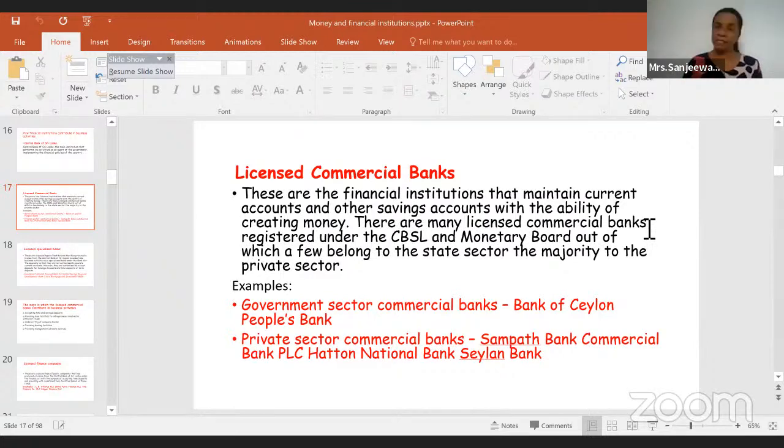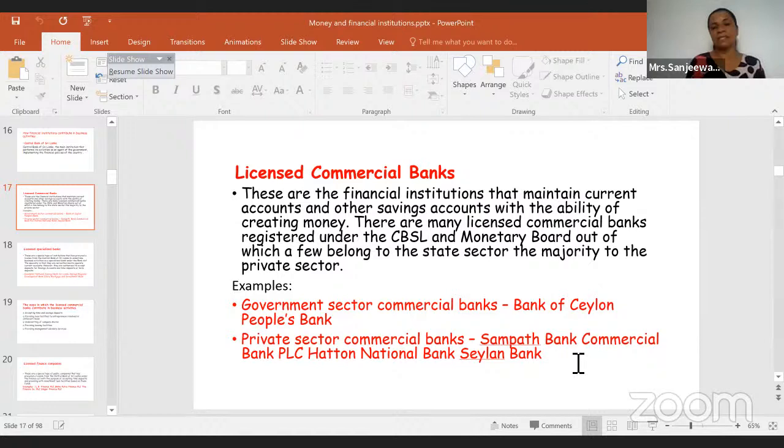Licensed commercial banks maintain current accounts and other savings accounts, right? And there are many licensed commercial banks in Sri Lanka, right? They also come under the CBSL, the Central Bank of Sri Lanka, and the Monetary Board, okay?